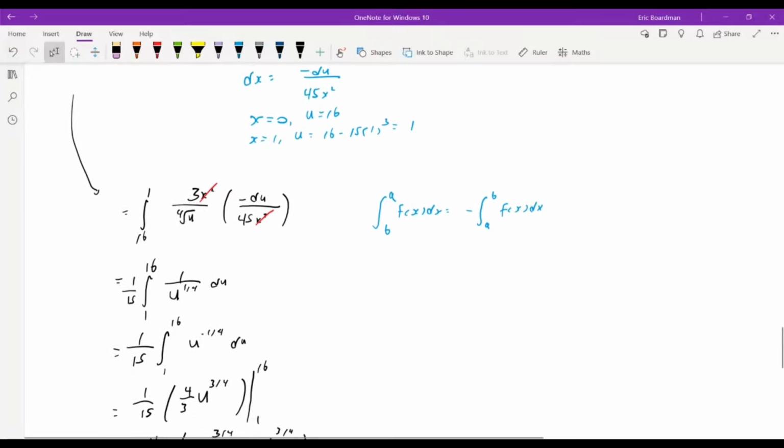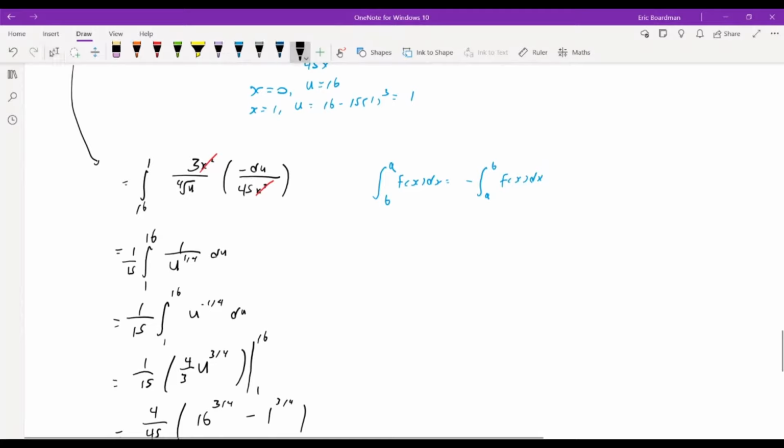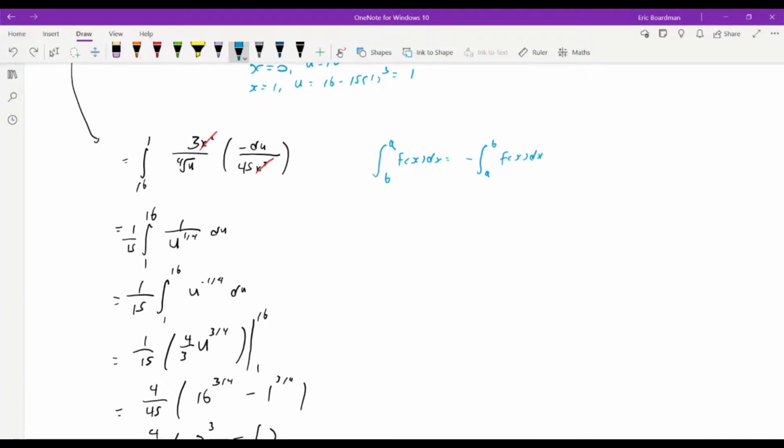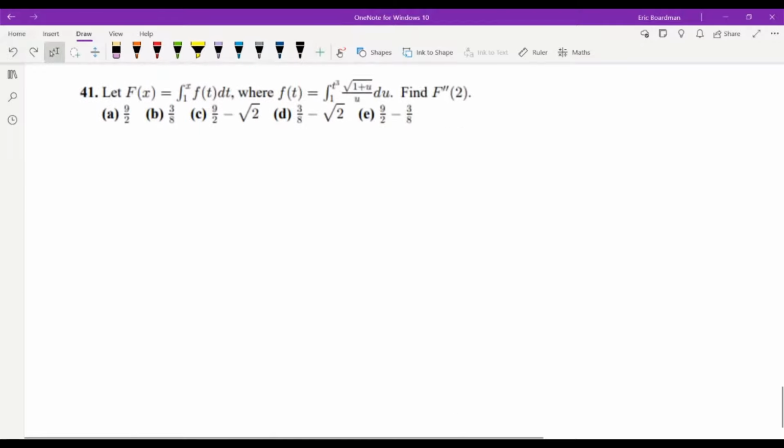And I could have put a negative out front right here. But the thing is, I had a negative right here. So if I pull that negative outside, it would have canceled with this negative anyway. So it becomes 1 to 16, and it's positive out front because I just used this negative sign. So hopefully that makes sense. Yeah, no problem. And then I'll move on to the next question now.